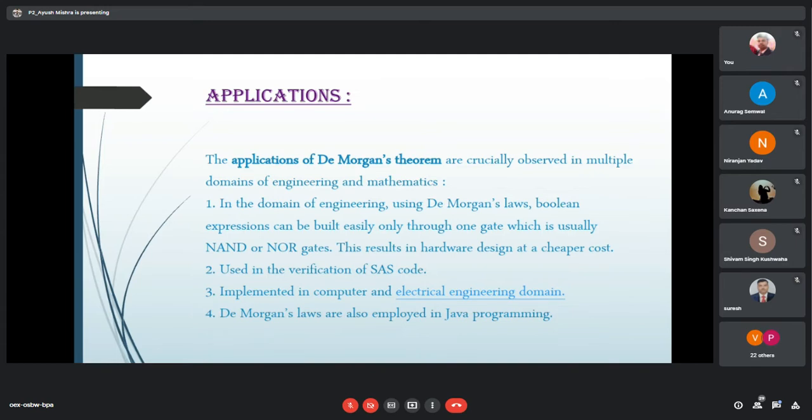The second is the verification of SAS code. Now this SAS code is nothing but a mathematical tool or operator that is used in algebra. Again, De Morgan's theorem is used there for the verification of this code. The implementation is in the computer and electrical engineering domain, again in circuit diagrams. De Morgan's theorem laws are also employed in Java programming, definitely, because De Morgan's theorem, as I told you, was derived from mathematical set theory, and thus it has various applications and its vicinity extends all across the field of mathematics and algebra, including Java programming.